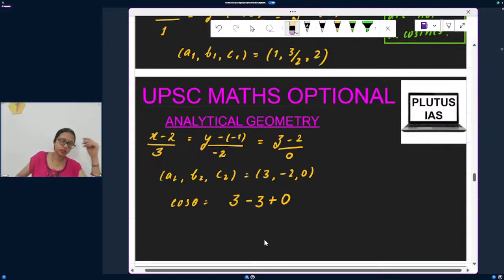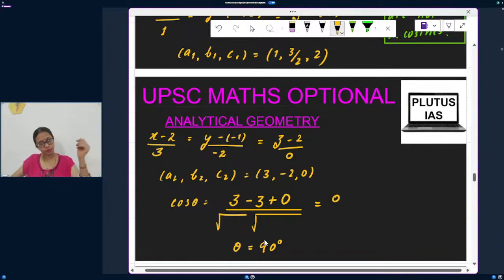Divided by the root of A1 square plus B1 square plus C1 square, and A2 square plus B2 square plus C2 square. But the answer is coming out to be 0 because the numerator is coming out to be 0. So what is theta? Theta is 90 degrees. The lines are perpendicular.